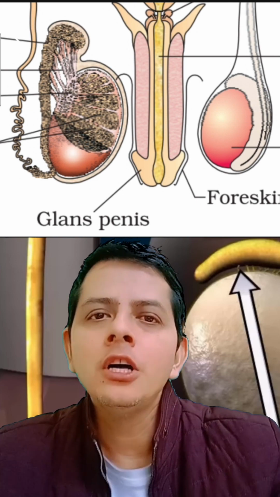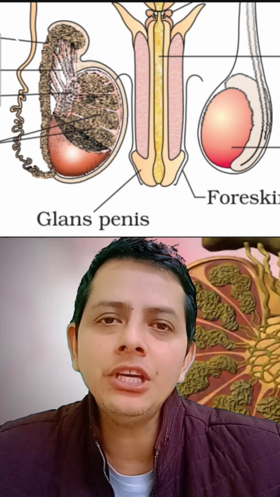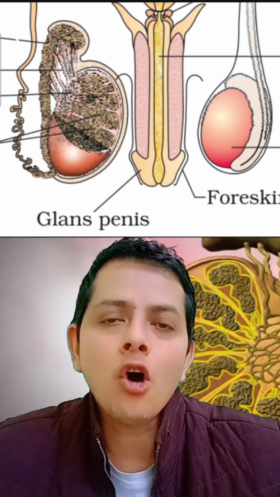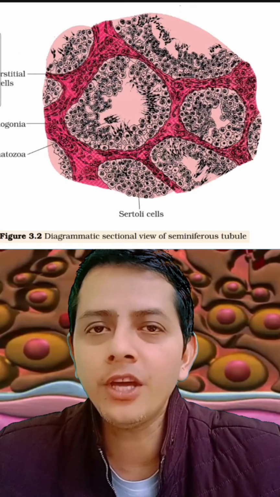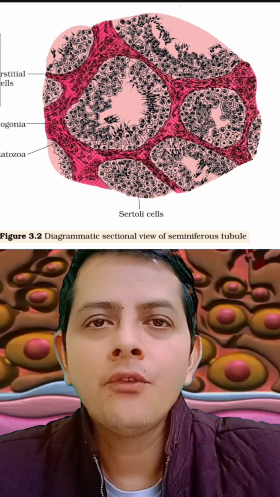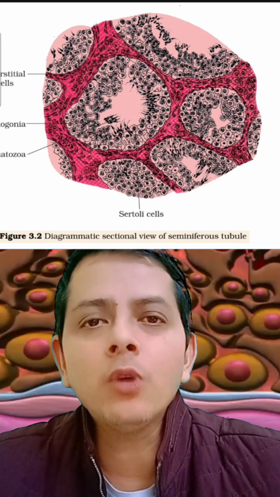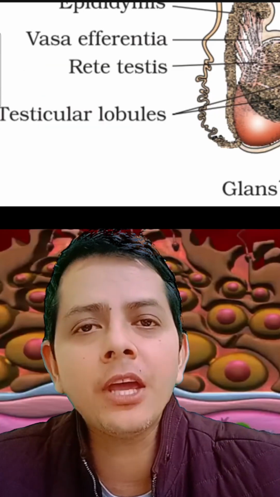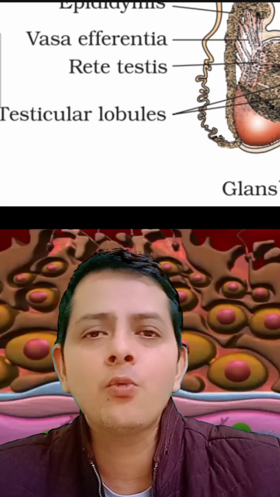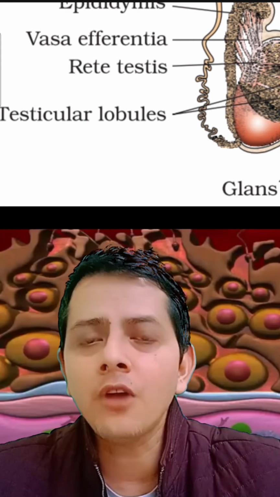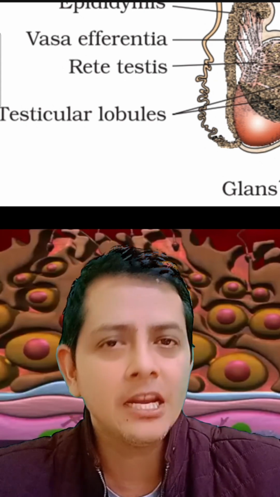Testes consist of 250 locules, or let's say chambers, inside which each chamber consists of 2 to 3 long thread-like structures called seminiferous tubules. Seminiferous tubules are the place where sperms are produced. From the seminiferous tubules, the sperms reach the network of tubules known as rete testis. From there, the sperms move to common tubes called vasa efferentia. Then from the vasa efferentia, all collect together to form a common duct which is known as the epididymis.